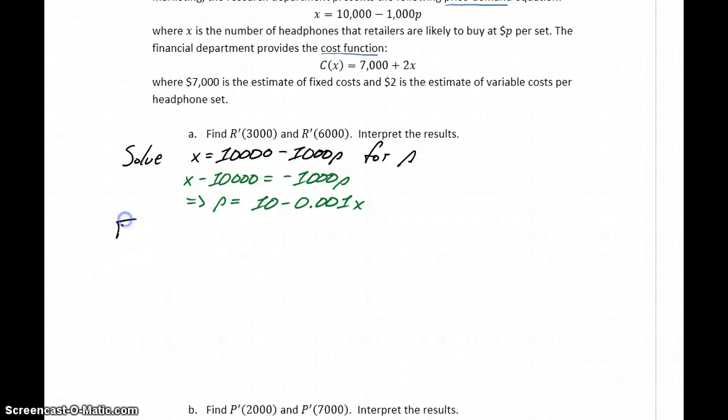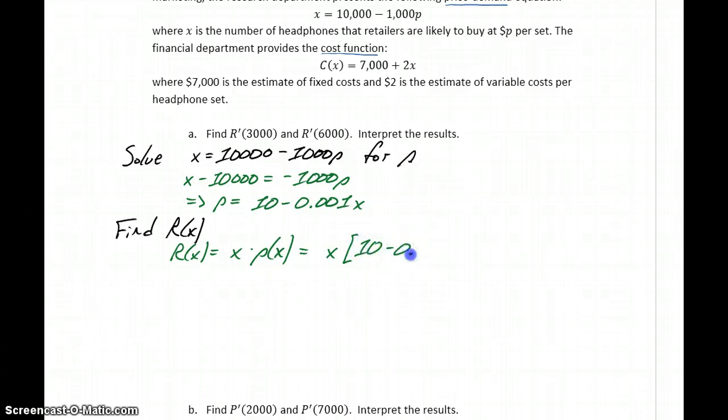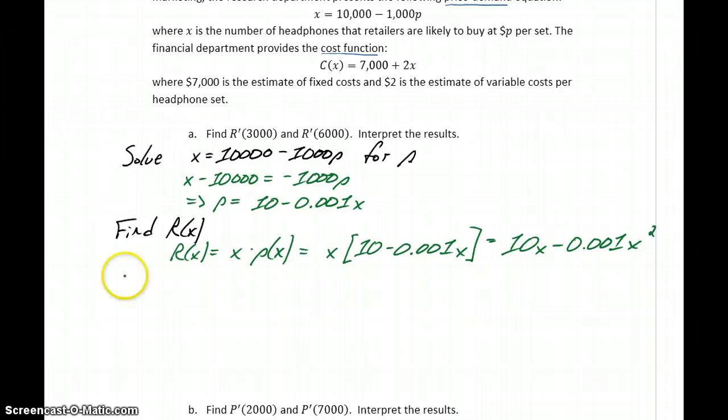So now what we have is that exact same price-demand equation, but now written in terms of X, which means we can find our revenue function. Keeping in mind that our revenue function, R of X, is always the number of units sold times price per unit. So here we'll just take X times our price function, 10 minus 0.001X, to get 10X minus 0.001X squared.